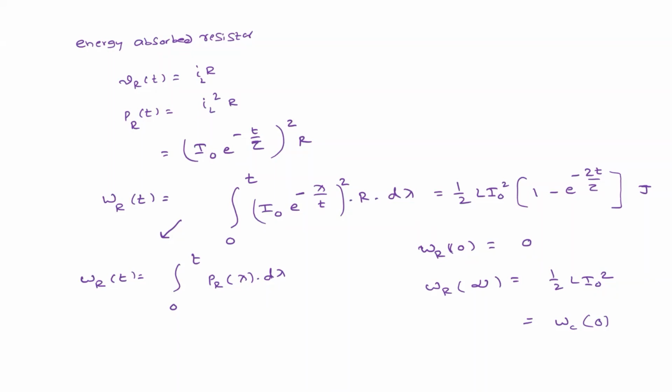So this is about a simple RL circuit. Things we need to remember are that the time constant of an RL circuit is L by R, and its response is I naught into e to the power of minus t by tau. So we'll try solving this simple problem.